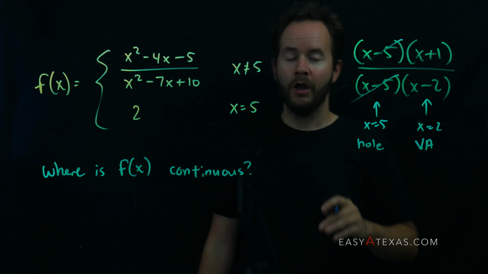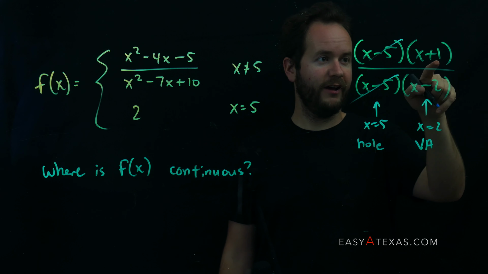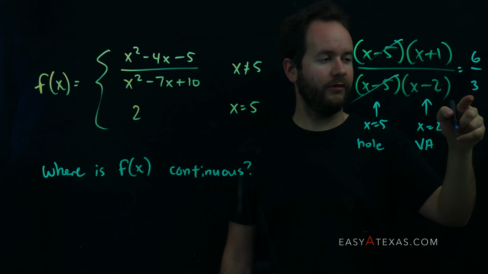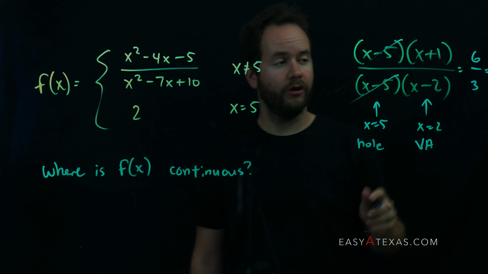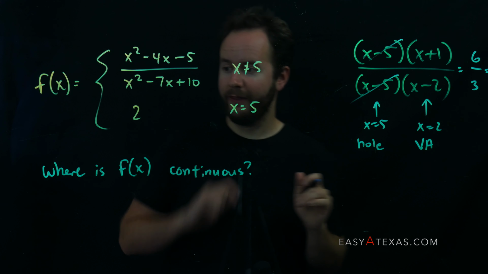So let's see what happens. When I plug 5 into this expression, do I get 2? So let's plug in 5 here. 5 plus 1 is 6. 5 minus 2 is 3. 6 over 3 is indeed 2. So the hole that was created by x equals 5 on this graph gets filled in by this 2 here.